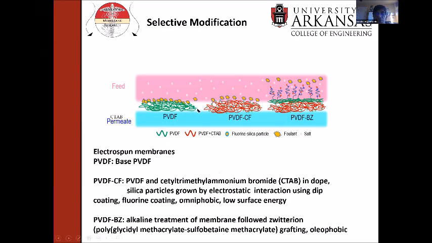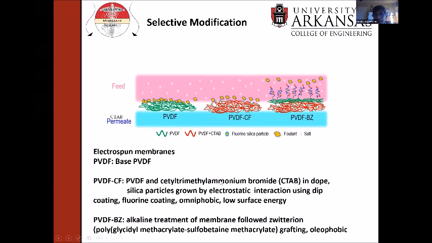So in this work, I'm going to talk about basically three different membranes. The first one is base PVDF. So we spin PVDF membranes, and we have these nanofibers. That's shown by the first figure on the left-hand side. The second one is called PVDF-CF. So this is a PVDF.